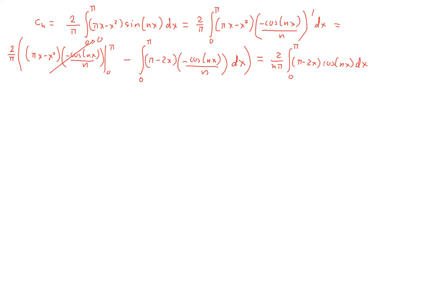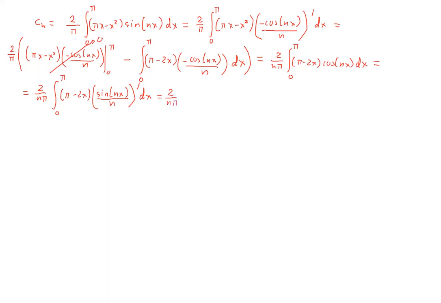Okay, then. So let's take that second integration step. It's pretty much the same story. So we will have 2 over n pi times the integral from 0 to pi of pi minus 2x. And now I want to think of cosine of nx as a derivative. What derivative would that be? Sine of nx over n. It's a derivative of that, dx, which will give us 2 over n pi.